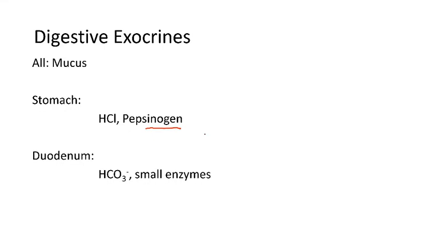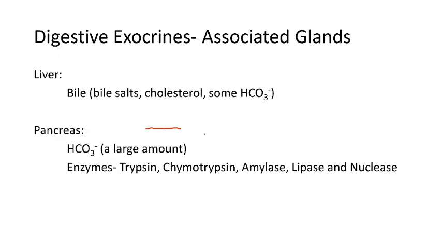The duodenum itself secretes bicarbonate and some small enzymes. And then the liver. The liver is going to secrete bile. Bile is a combination of bile salts and cholesterol and some bicarbonate, some waste products. And basically, bile is not an enzyme because it's a fat. It's basically a watery fat, so it cannot be an enzyme. Versus the pancreas has a large amount of bicarbonate, and then we have enzymes: trypsin, chymotrypsin, amylase, lipase, nuclease.